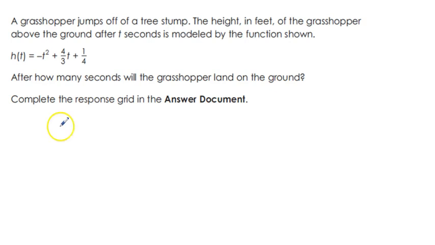A grasshopper jumps off a tree stump. The height in feet of the grasshopper above the ground after 2 seconds is modeled by the function. So here's our function. After how many seconds will the grasshopper land on the ground?